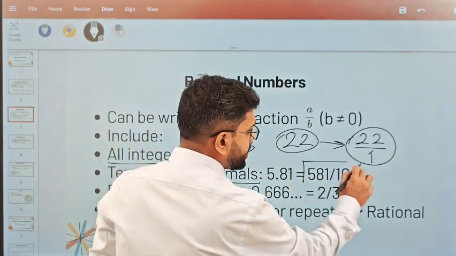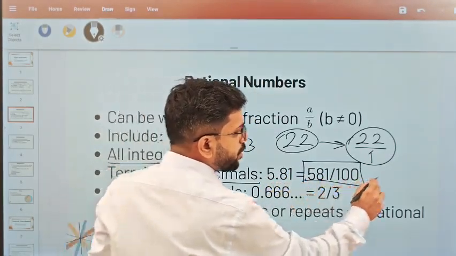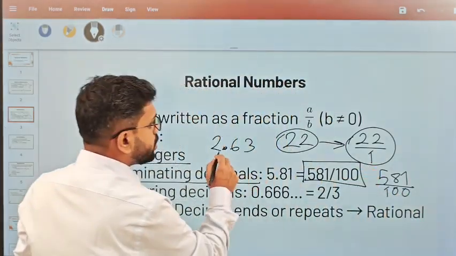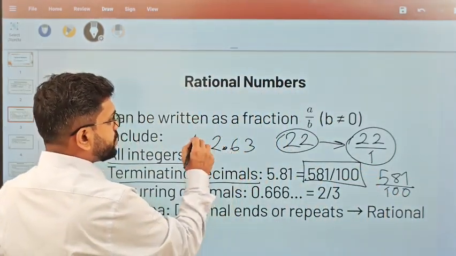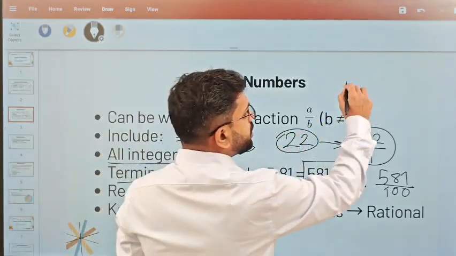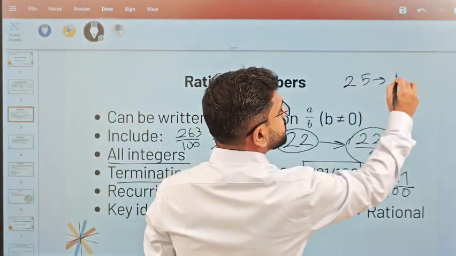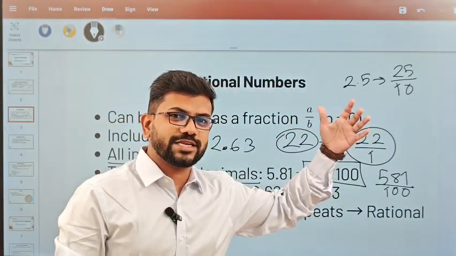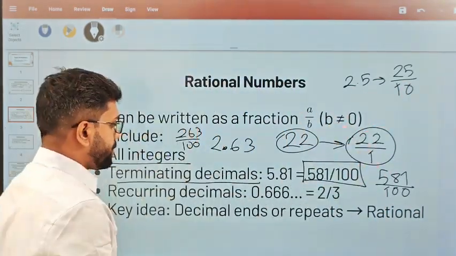All right. Because they can be represented as a fraction, 5.81 can be written as 581/100, or 2.63 can be written as 263/100. Or maybe 2.5 can be written as 25/10. So if you can write a number as a fraction, that is basically a rational number.